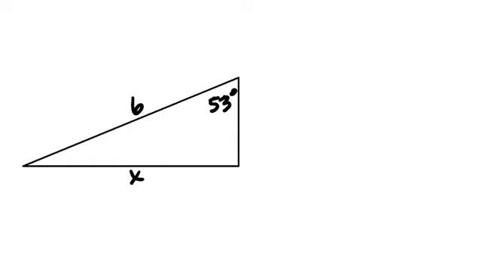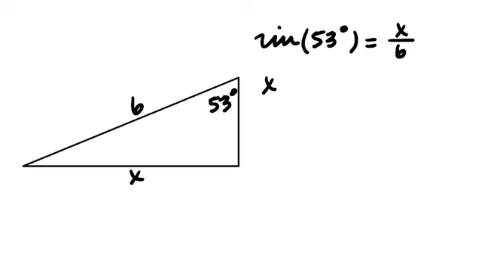All right, next I've got one where I've got an angle, the opposite side, and the hypotenuse, which means I'm going to need to use sine. I start with the trig ratio: sine of 53 degrees is equal to opposite over hypotenuse, x over 6. To solve for x, multiply both sides by 6, so x is equal to 6 times the sine of 53 degrees.